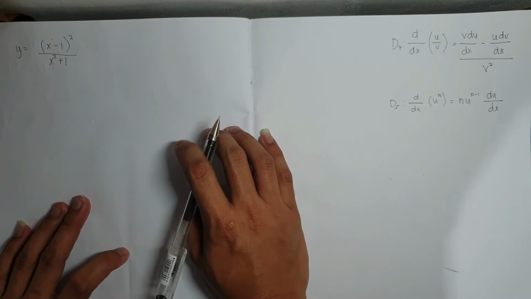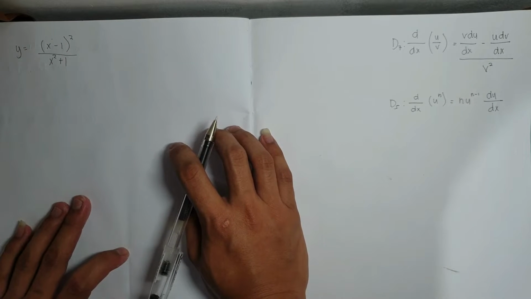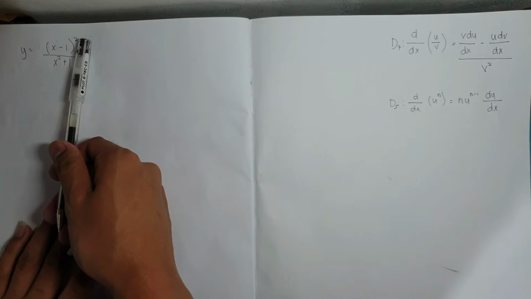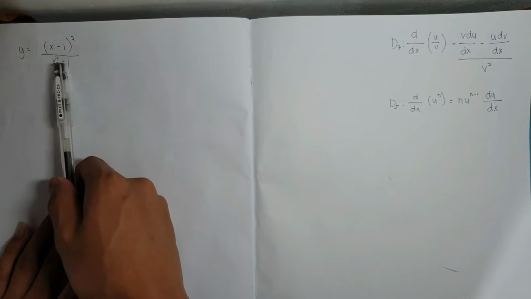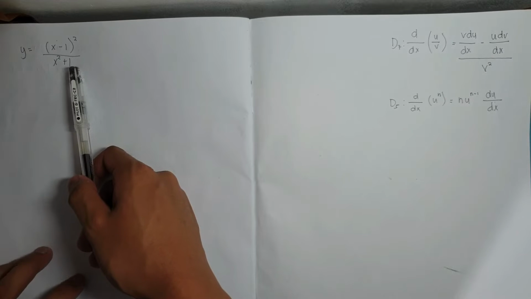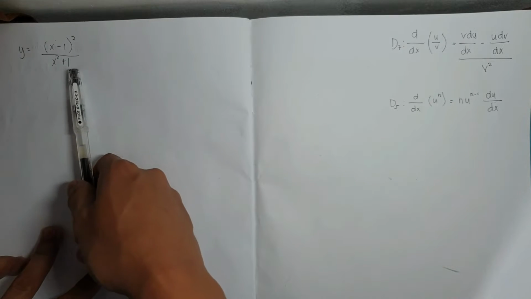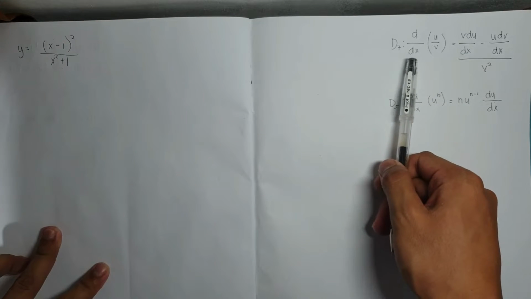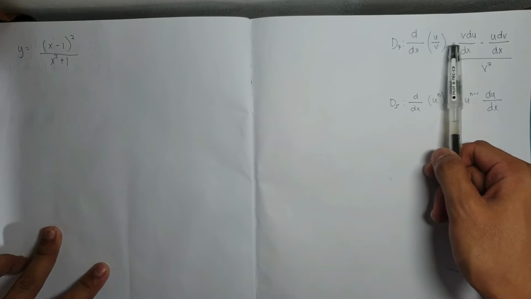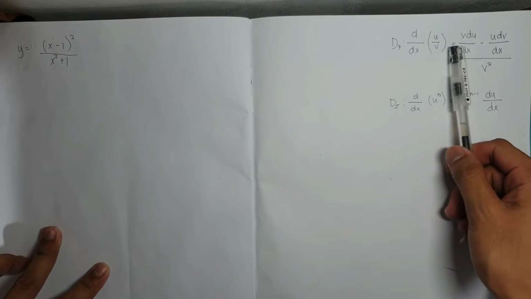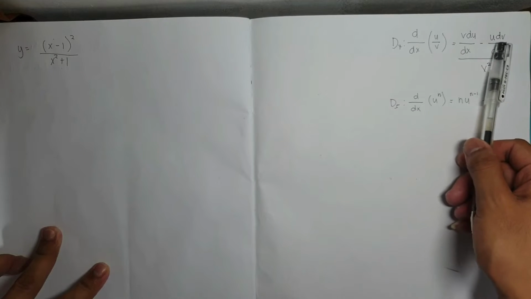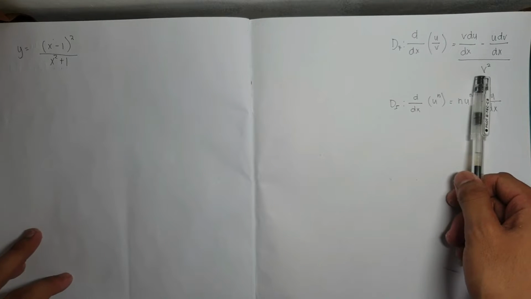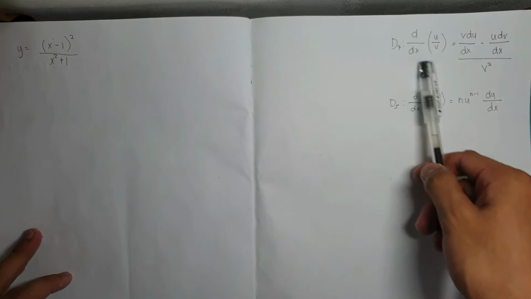The first equation that we are going to solve is a derivative equation, which is y equals (x minus 1) raised to the power of 2 over x squared plus 1. In solving this equation, we will apply derivative rule number 7, which is d over dx of u over v equals v times the derivative of u over dx minus u times the derivative of v over dx, all over v squared. Now we will apply this rule to our equation.